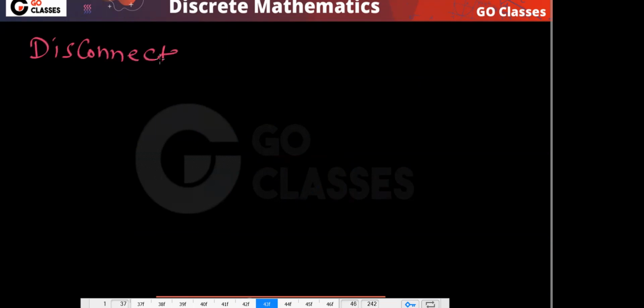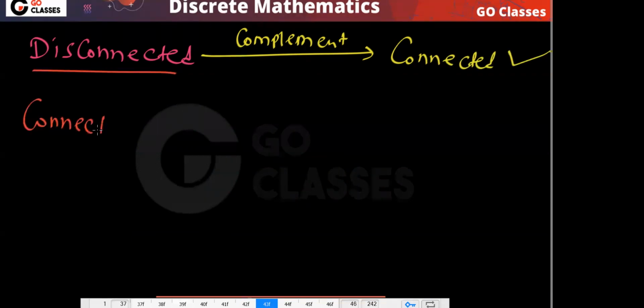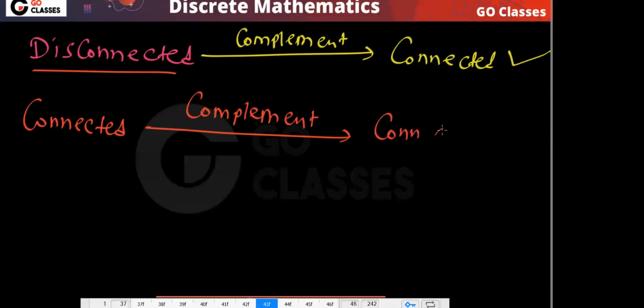This is a very simple proof. Only definitions we are using. So if you have a disconnected graph, then its complement is definitely connected. Remember, a disconnected graph's complement is definitely connected. But if you have a connected graph, its complement can be connected or its complement can be disconnected. So this is what we have.